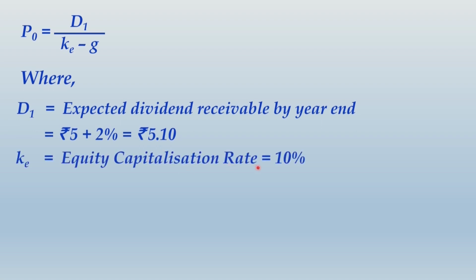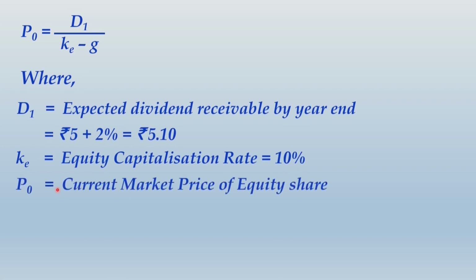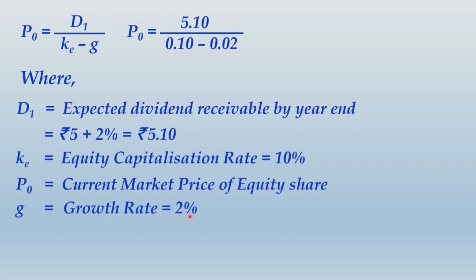Then KE is equity capitalization rate, which is given as 10%, and P0 is what we have to find out, where growth rate is given as 2%. So P0 will be 5.10 divided by 0.1 minus 0.02, and that would be rupees 63.75. So do one thing, write up this much, and that will be the answer for the first part of the question.